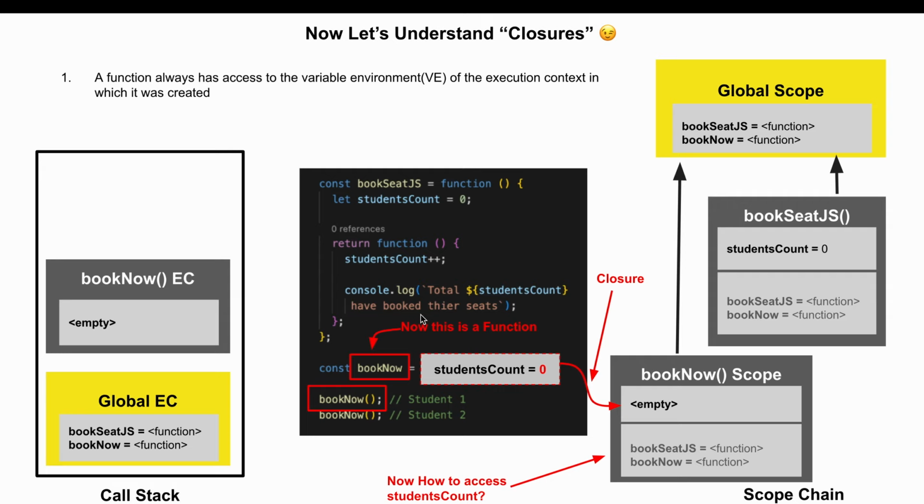So let me give you a formal definition of closures now. A function always has access to the variable environment, or VE for short, of the execution context in which it was created, which I've been saying for the past few minutes. This function was created in the variable environment of the bookseed.js function, so it will always have access to all the variables of the bookseed.js function. That is why even after this function got returned, it is still able to access the student count.